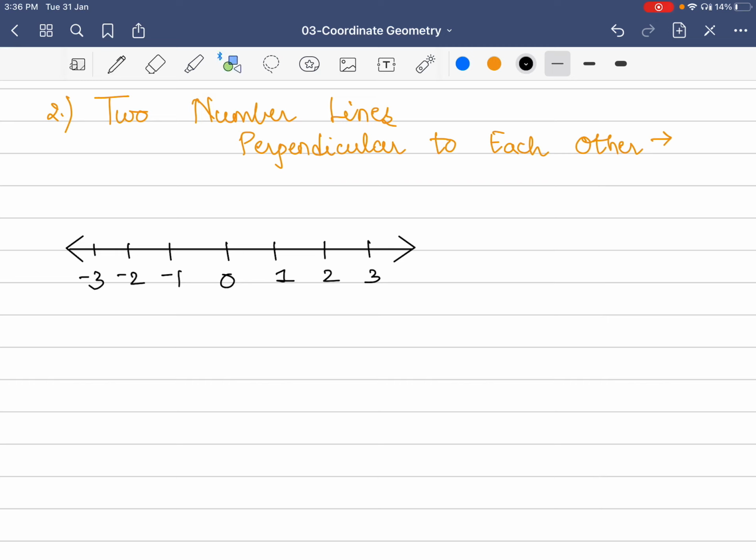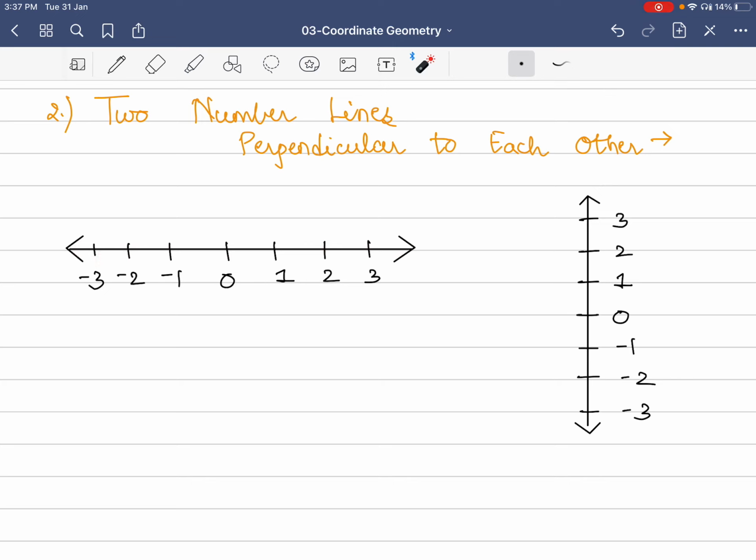Now what if we draw another number line which is perpendicular to, or let's say vertical in direction. So this is our another number line, and the markings will be same. So in the center we'll have 0. So here we'll have 1 and 2 and 3, and below we'll have -1 and -2 and -3. Okay, so both of them are number lines, but they are in different directions. One is in a horizontal direction and one is in the vertical direction.